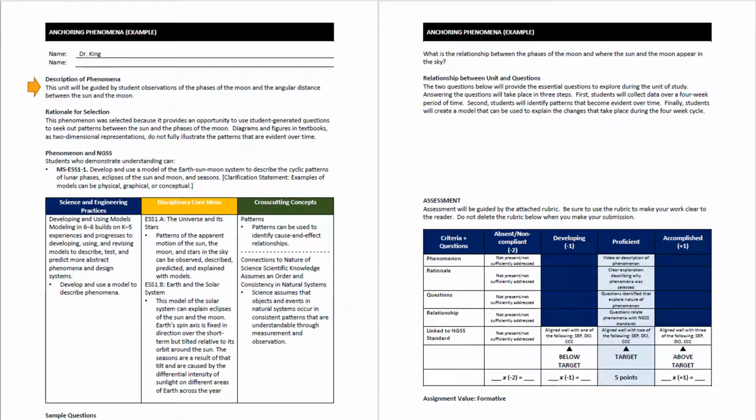First point to include is a description of the phenomena. In this case, I'm describing using student observations of the phases of the moon and the angular distance between the sun and the moon. In fact, this is one that my intention is that we do it in class. If you use the course's resources and use some of the teacher-developed materials, you might also include a video here as well as a description of it.